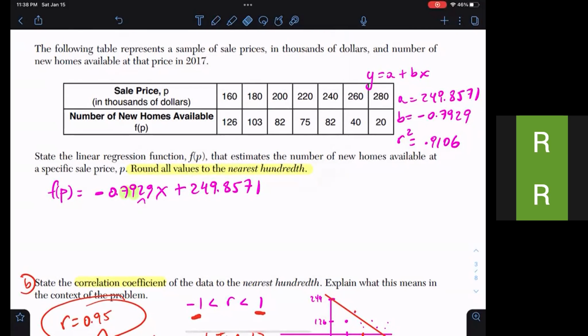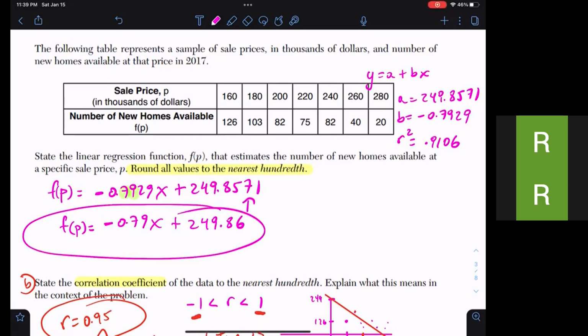But here I'm lucky. Well, not lucky, but it's easy to do, right? So this is negative 0.79x, and I need to round this to the hundredths place. So here I have 7, so that's going to be 249.86. So this is the true value of the function. This is what they want. That's it. You're done.